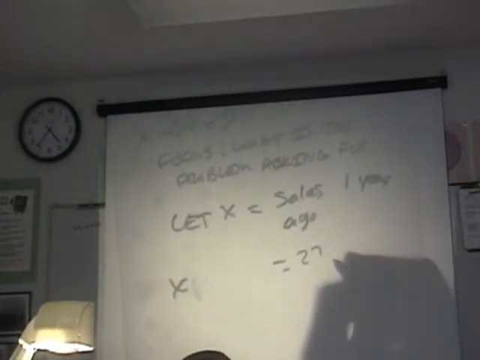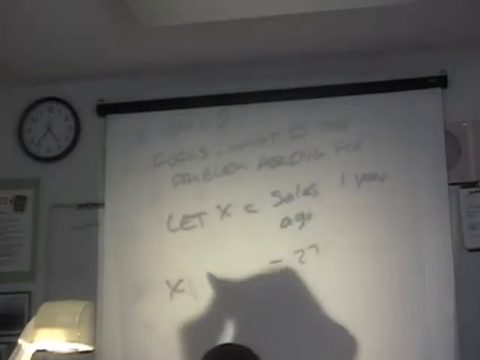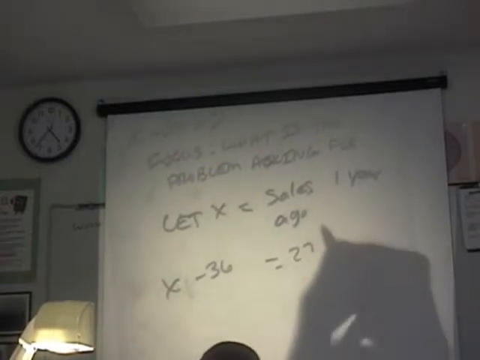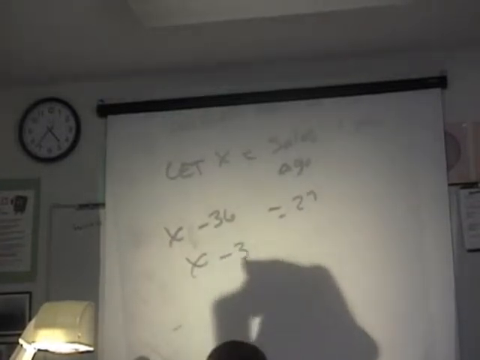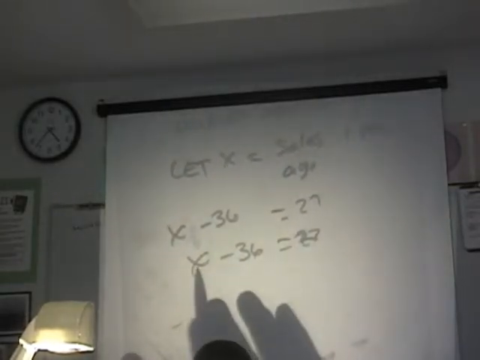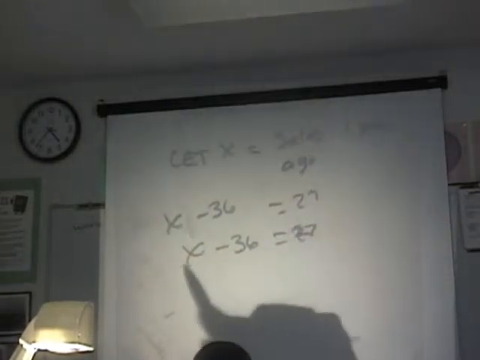But it says this is 36 fewer cars than he sold during the same period 1 year ago. So it's going to be minus 36. Okay. So how to find it? We're going to work with x minus 36 equals 27. So we're trying to find out how much he sold a year ago. So what must I do? I must isolate the x.